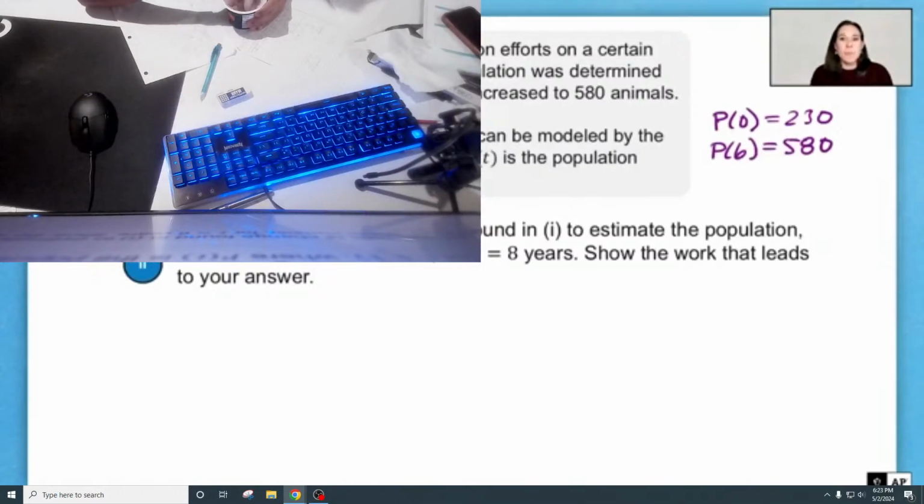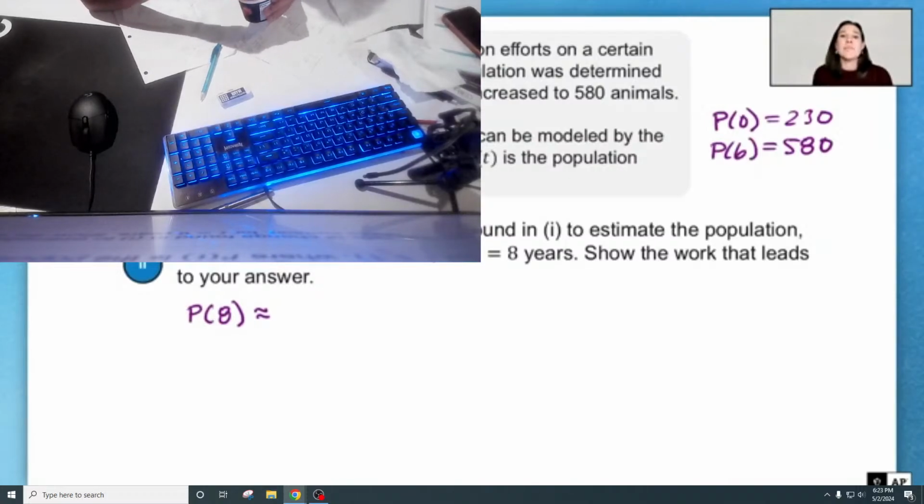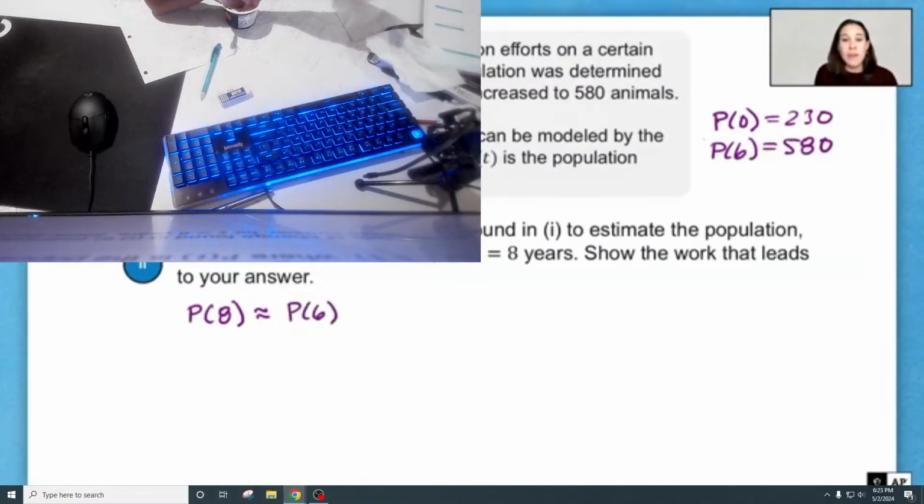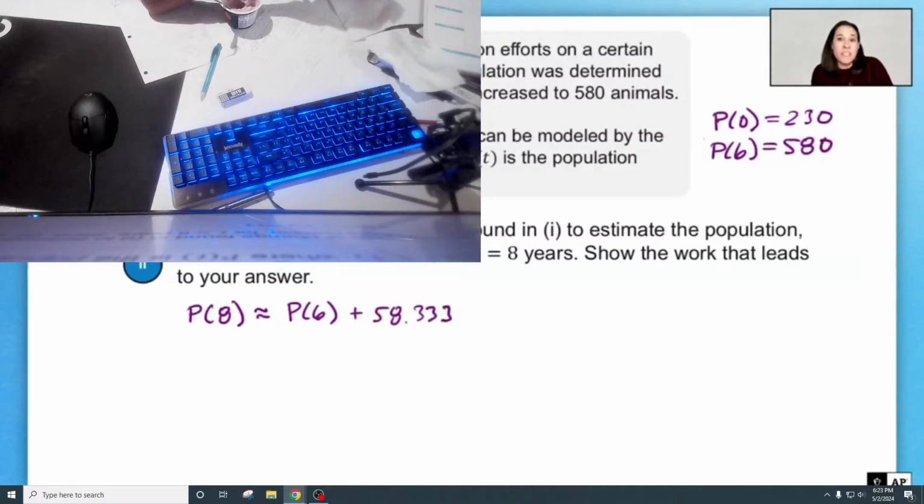So to simplify this problem a little bit, if I want to find an approximation for p of 8, I need to have a starting value first. And you can choose either p of 0 or p of 6. I'm going to use p of 6 here, that value of 580, because it's a little closer to where we're trying to get. So I've got p of 6 as my initial or starting value for this particular problem. To get from time 6 to time 7, I would need to add that 58.33 once, because as I increase by 1 year, I'm increasing on average by 58.333 animals. And then to get to time 8, I need to add that 58.333 one more time.